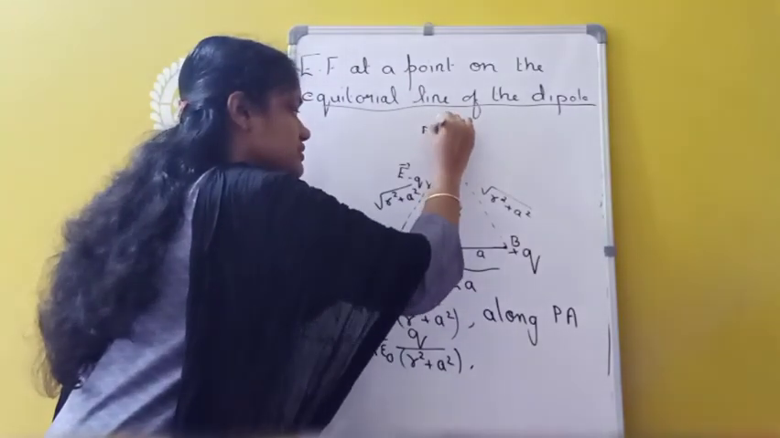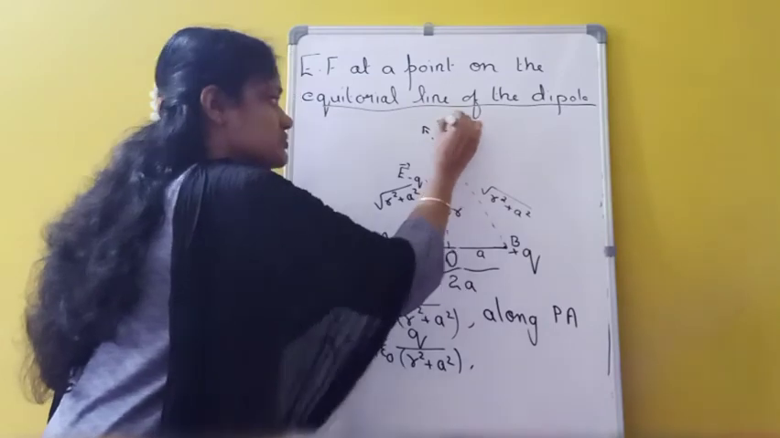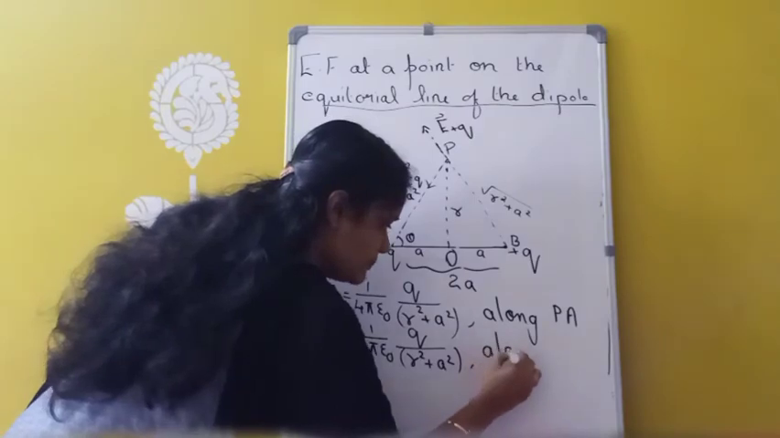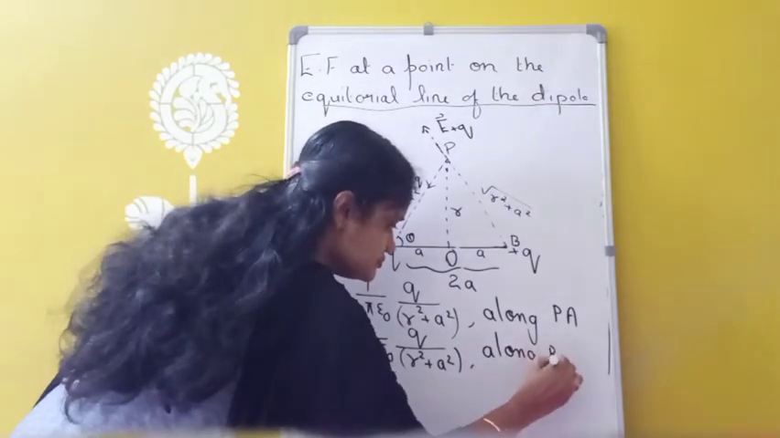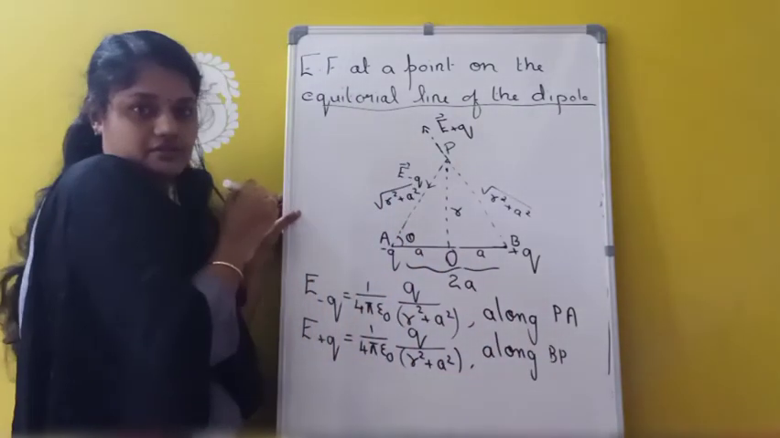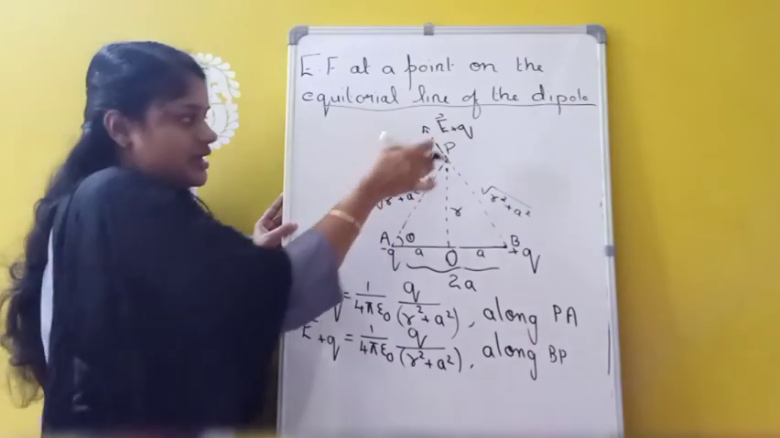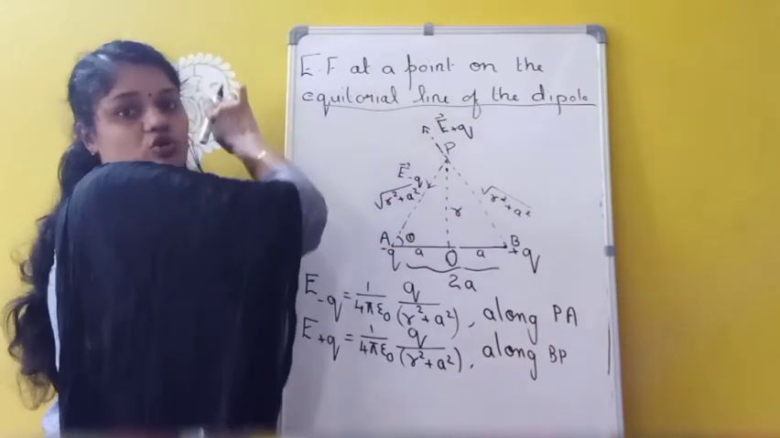It is acting outward, E plus Q. It is acting along BP. So we got the direction of E minus Q and E plus Q. E minus Q is acting towards the negative charge and E plus Q is acting out of the positive charge.